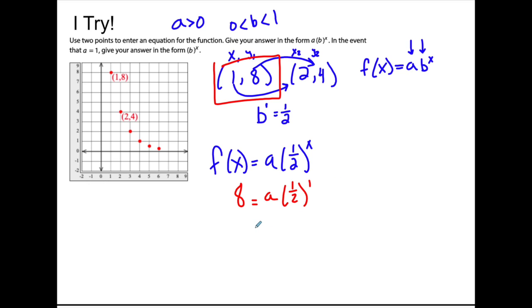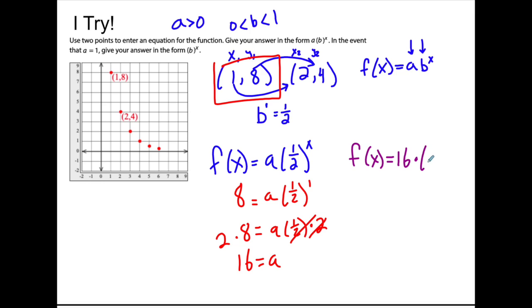So 1/2 to the power of 1 is 1/2. And then to get rid of the 1/2, I'd have to multiply by 2. So I get 16 equals A. And now that I know A and B, I write my final equation. F of x equals 16 times 1/2 to the power of x. This confirms what I believe, right? The fact that A is positive and the fact that B is between 0 and 1.